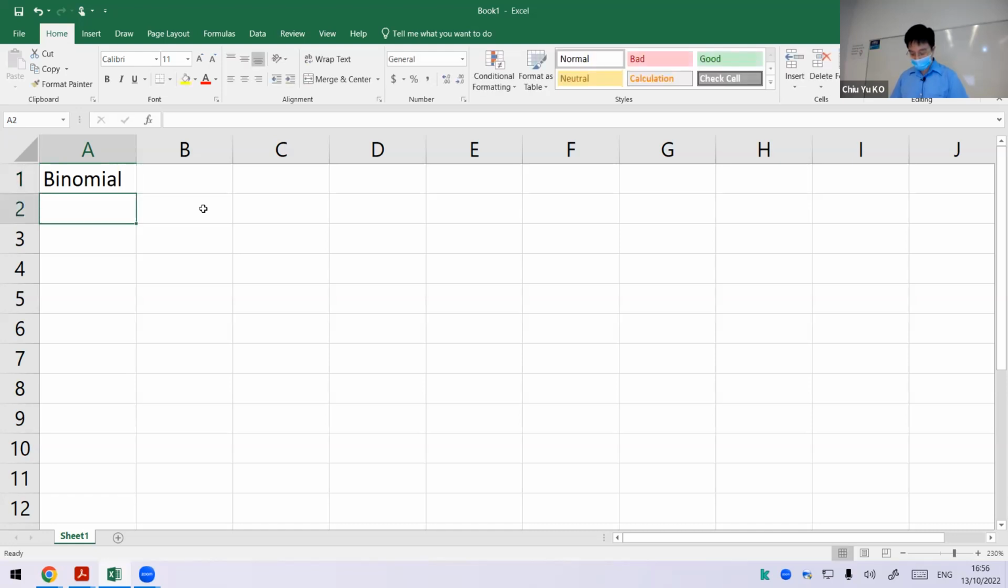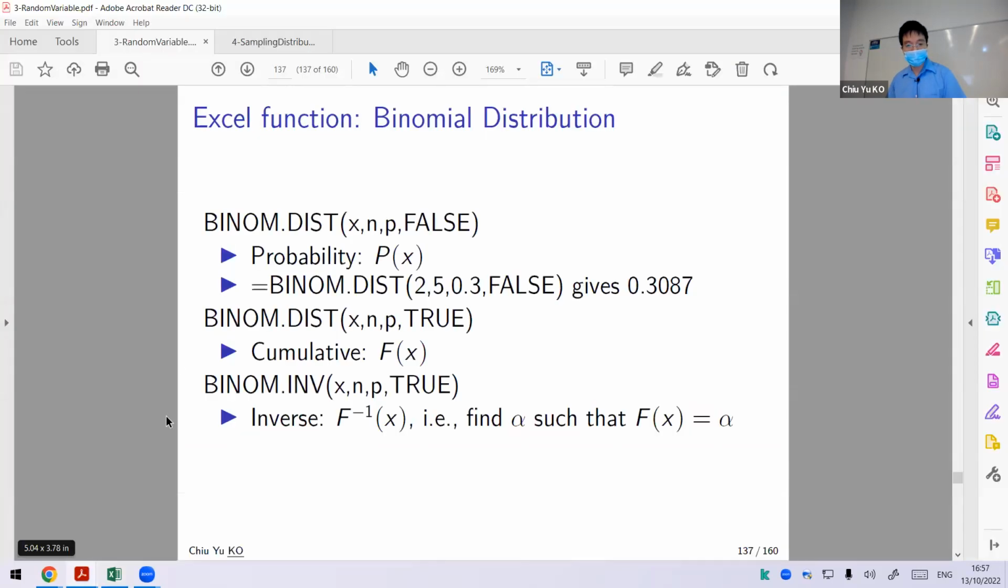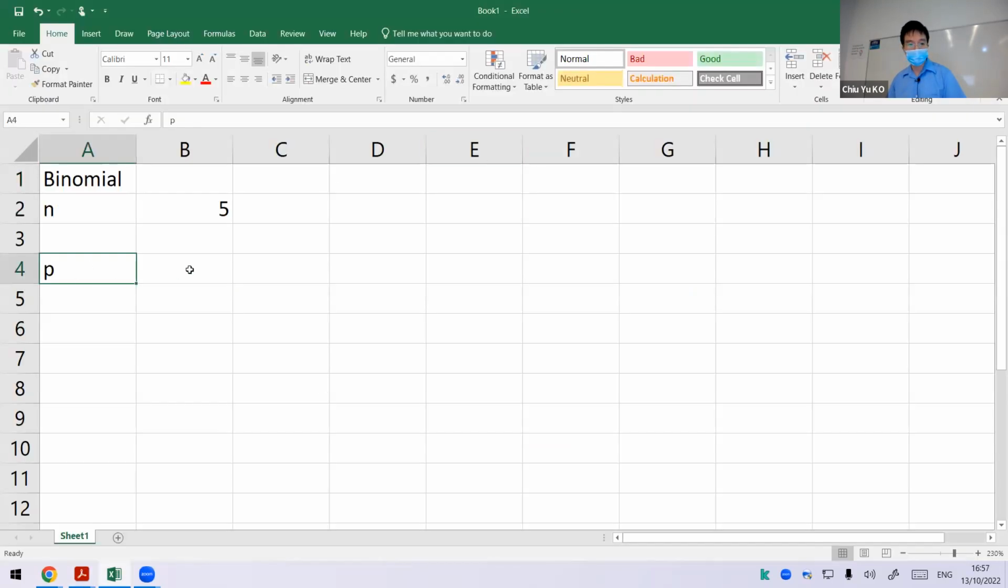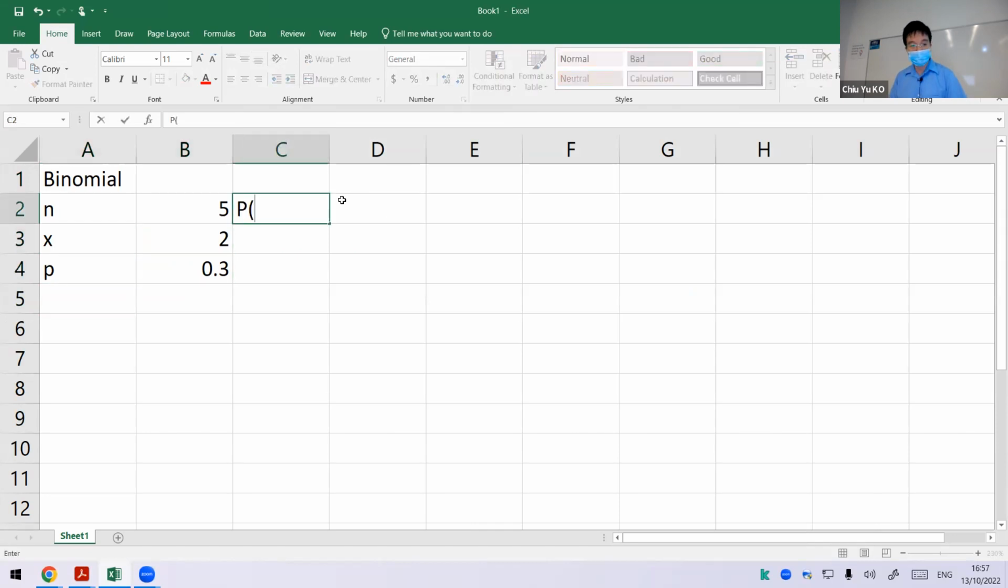Okay, we have n, we have p. And n is 5. What's p there? Let me check. P is 0.3. Okay, x is 2. So what we want to show is what is P of x.